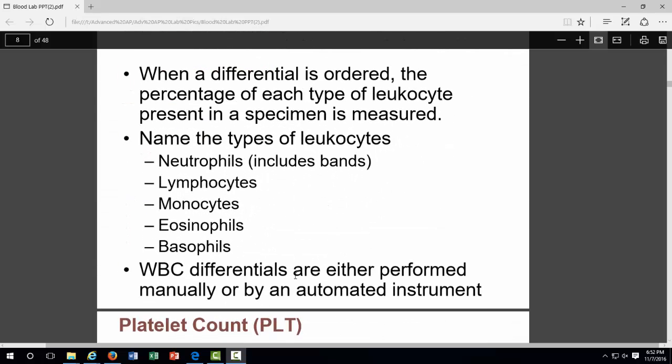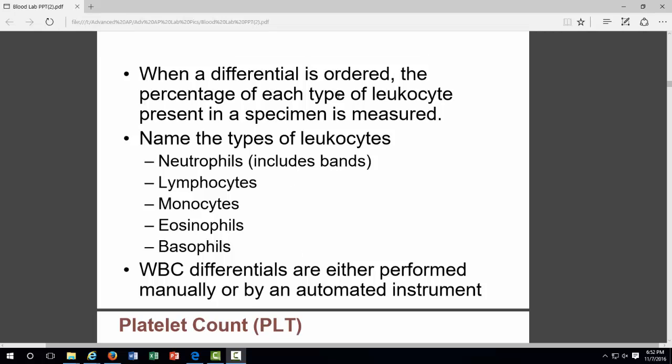Okay, so a differential is when we separate out the total white blood cell count, let's say it's greater than 10,000. Now we want to know what percent is neutrophils and lymphocytes. So if you look at the percentages in objective number 5, you'll see that neutrophils are the largest amount, the highest in number. And then come the lymphocytes, then the monocytes, then the eosinophils, and the basophils.